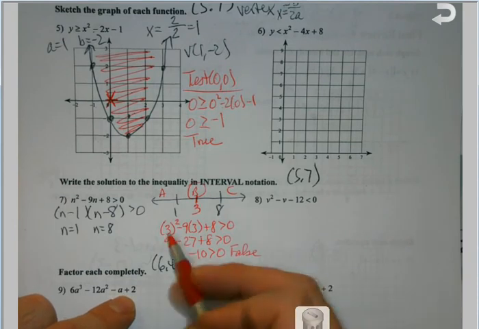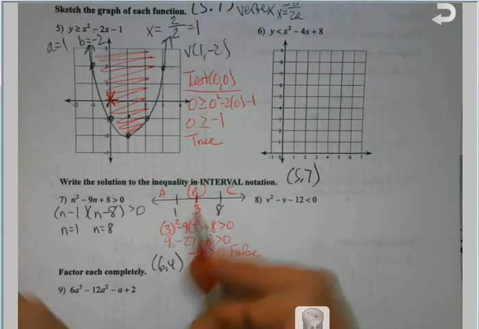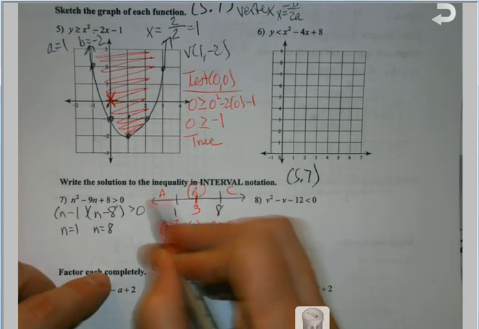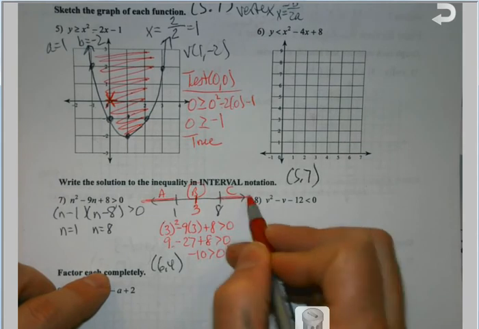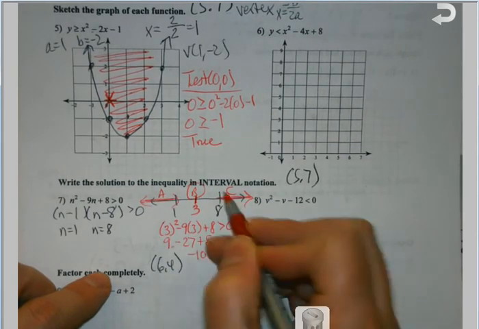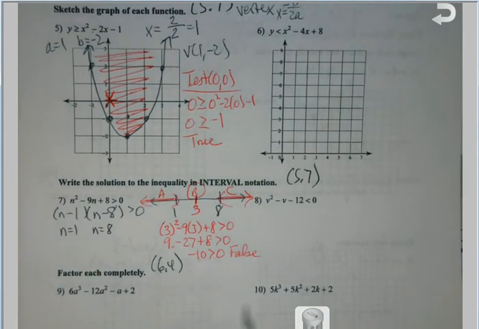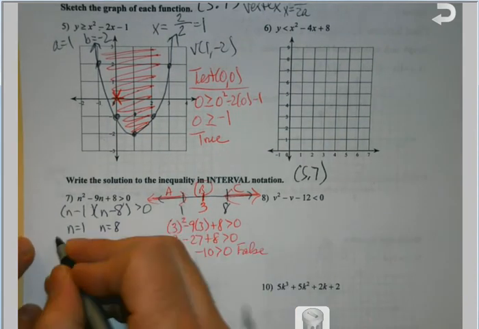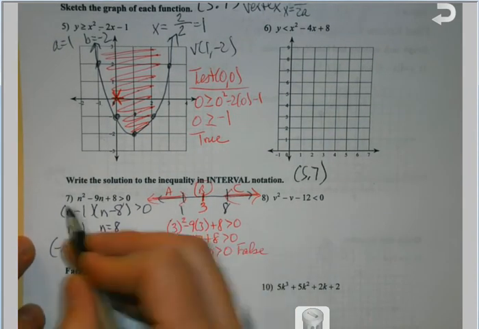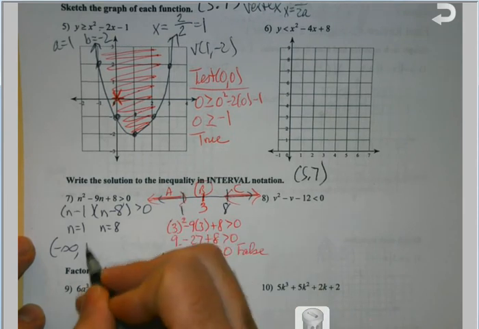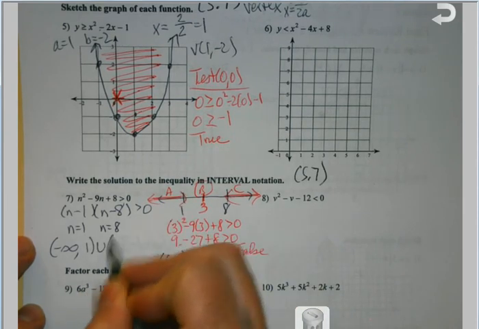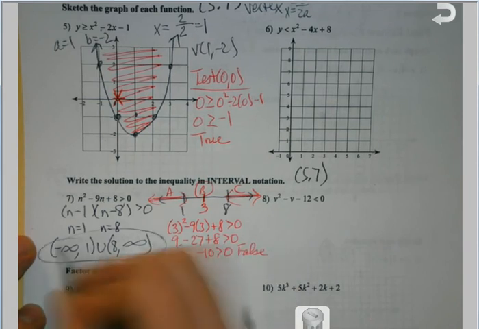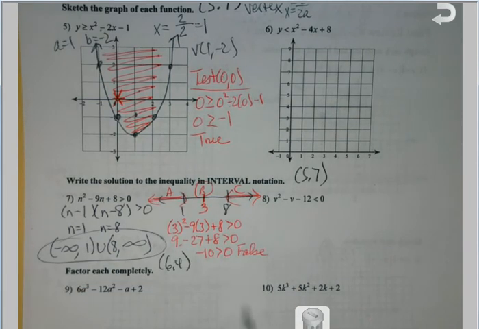Okay, so again, I just plugged in my value. Any value between 1 and 8 would work. Plug them in for the ends. Okay, got false, which means my answers are out this way. And then I just use the graph to do my interval notation. So it goes from way out here, so negative infinity, till I get to 1. And then it starts up again at 8 and goes off to infinity. And there we go.